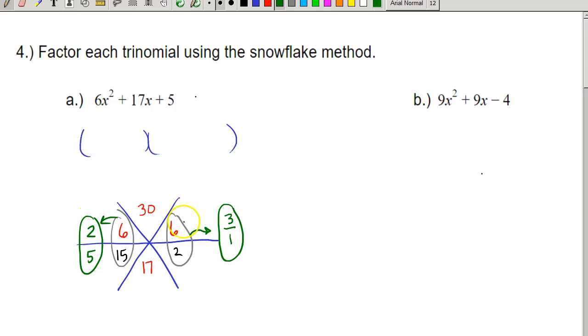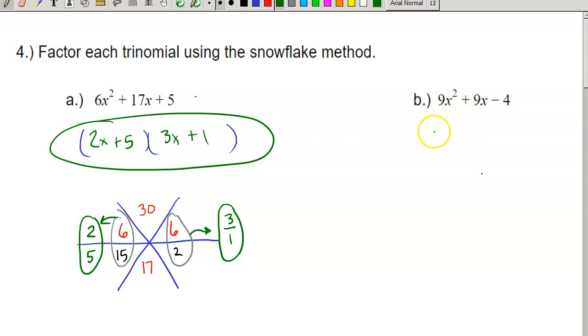So now we have our parentheses. Once we basically factor out or reduce those numbers, then we can put it up here. So this is going to be 2x plus 5 from this one. And then this one's going to be 3x plus 1 from that one right there.